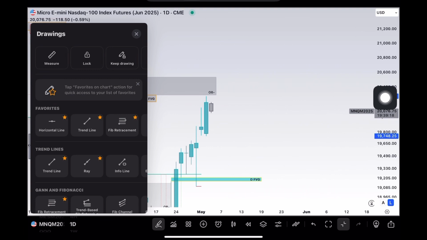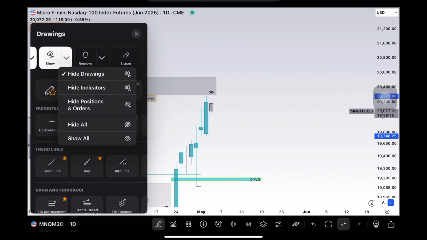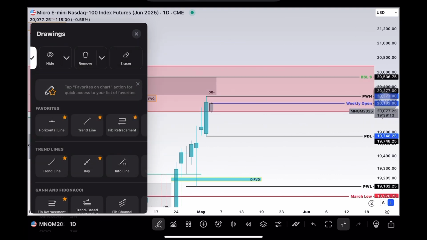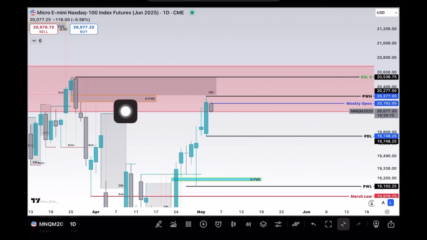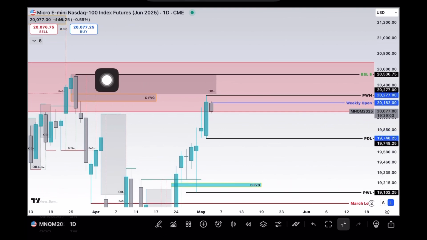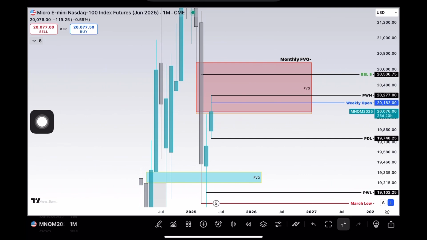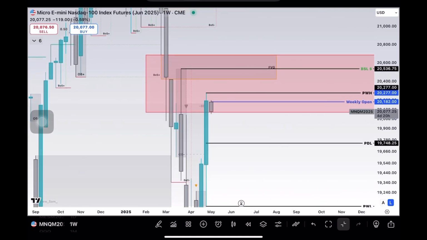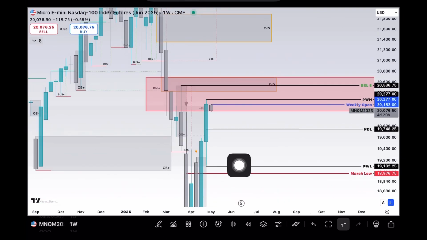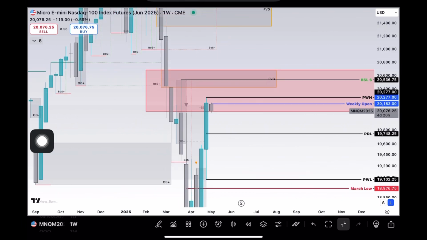So let me bring my drawings. Okay, so the red box is just marked for the monthly bearish fair value gap. I have the buy side liquidity also shown on the weekly. I have that marked out, and then I have already marked out the prior week high, prior week low, this week's open, and Friday's low. So I have those marked off.